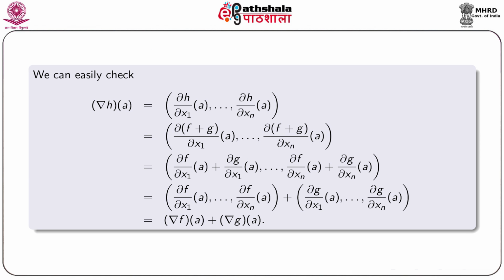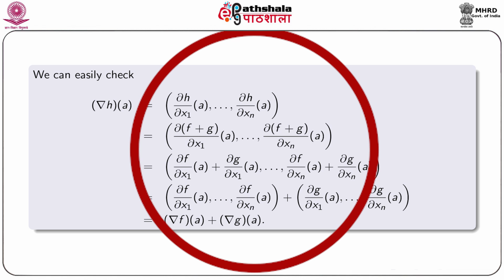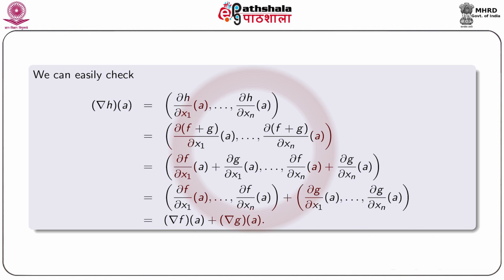We can easily check grad H at the point a is nothing but the n-tuple of partial derivatives of H at the point a in natural order, that is ∂H/∂x_1 (a) up to ∂H/∂x_n (a). We replace H by F plus G, and we know from the properties of partial derivatives for every i, ∂(F+G)/∂x_i (a) is nothing but ∂F/∂x_i (a) plus ∂G/∂x_i (a). So, we put it here.